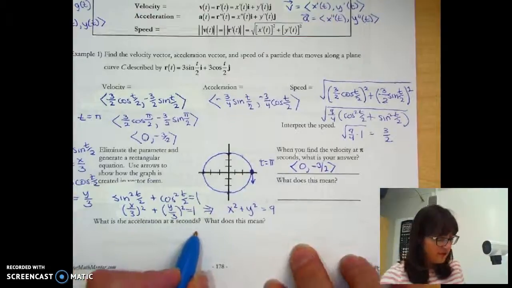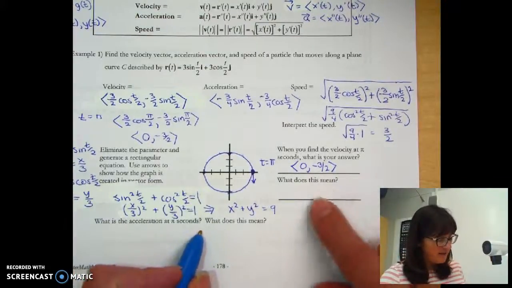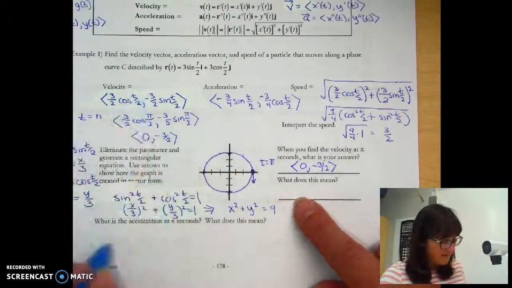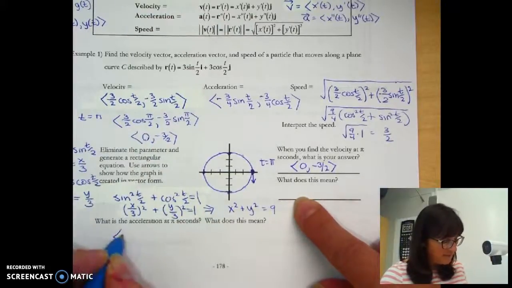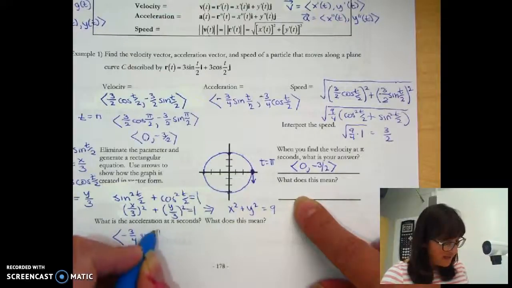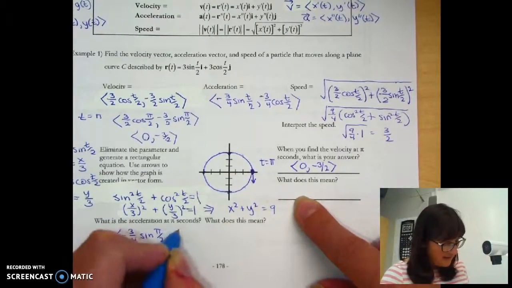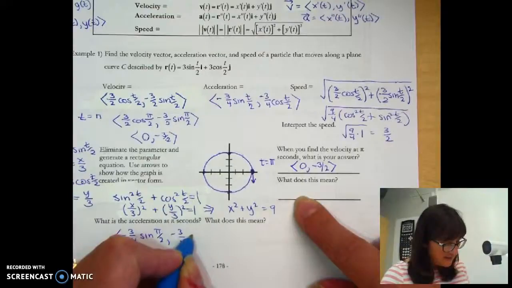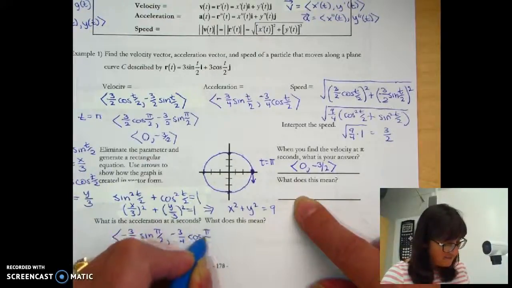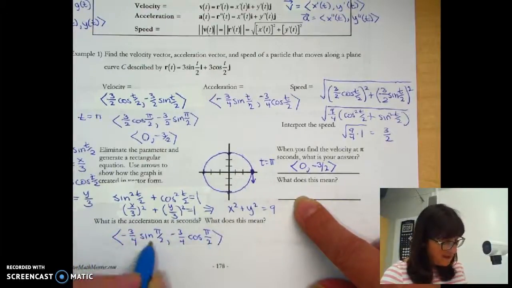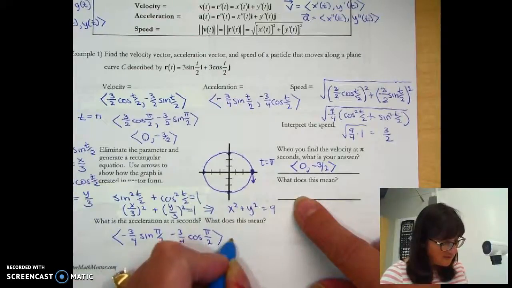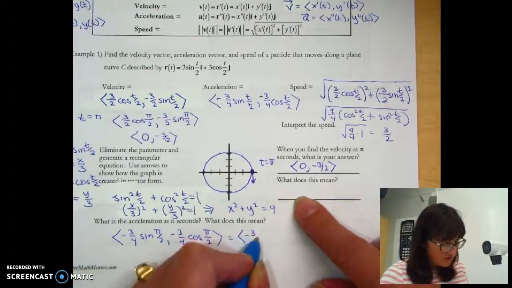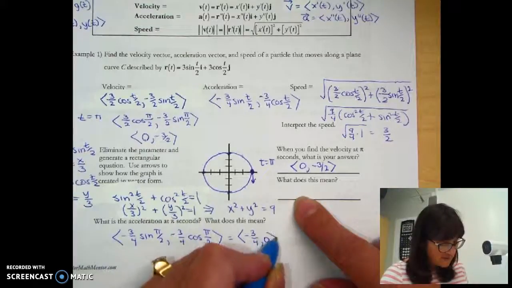The acceleration at pi seconds, I can come up and use my acceleration equation. So the acceleration at pi seconds will be negative 3/4 times the sine of pi halves, and then negative 3/4 times the cosine of pi halves. And so the sine of pi halves is 1, the cosine of pi halves is 0, so this acceleration vector will be negative 3/4, 0.